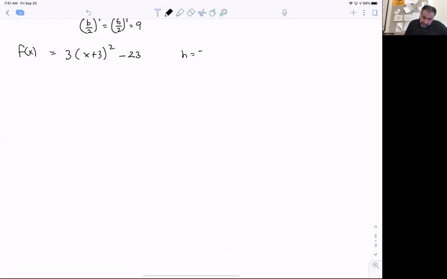H is equal to negative 3 in this problem because you always use the opposite sign inside the parentheses, and K is equal to negative 23. So we have a vertex of negative 3, negative 23. We also have an A value that's equal to 3. So what that means is we are going to take our parabola, and when we graph this, we're going to shift that x squared shape.